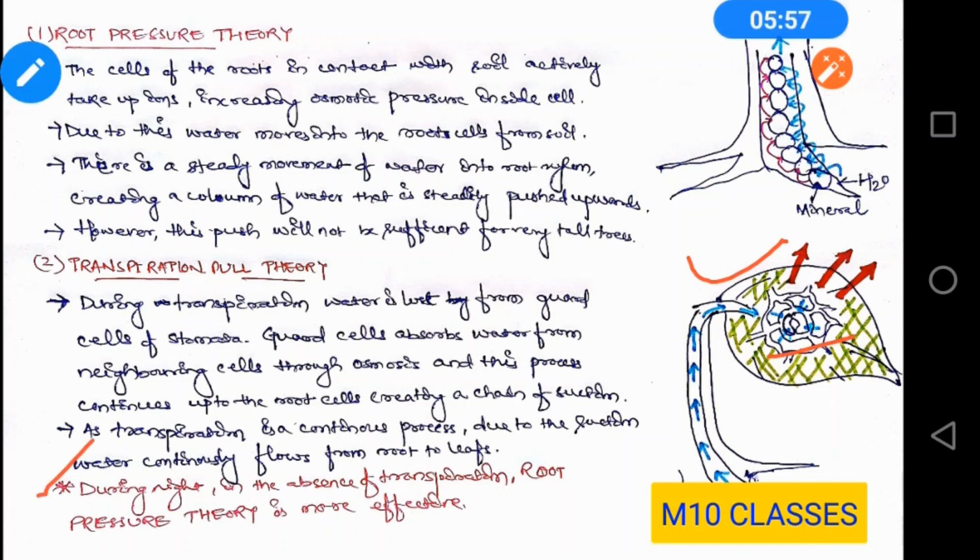The problem is during night, in the absence of transpiration, if the transpiration would be less, or let's say there would be no transpiration, then how will it transport water? Now transpiration pull theory is very much effective in case of very long trees, but when there is no transpiration during night, the root pressure theory is effective. So both root pressure theory and transpiration pull theory for the transport of water are very important.